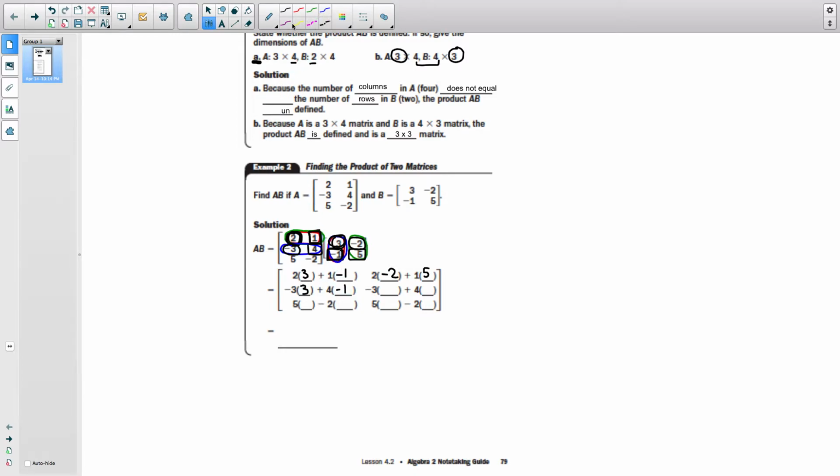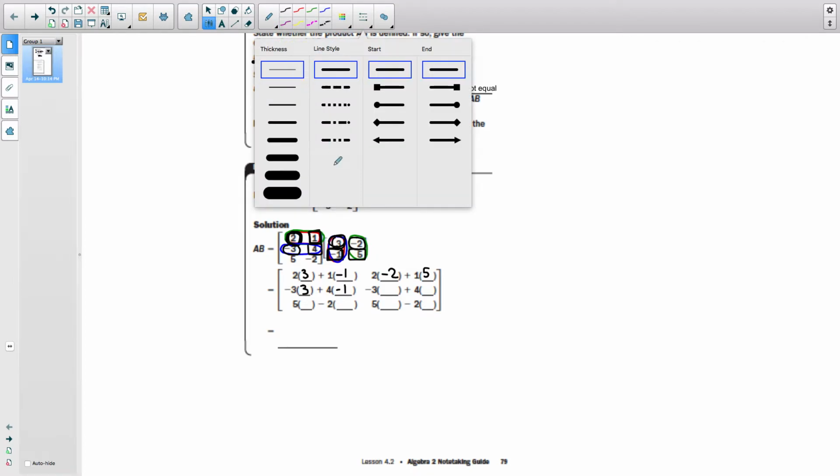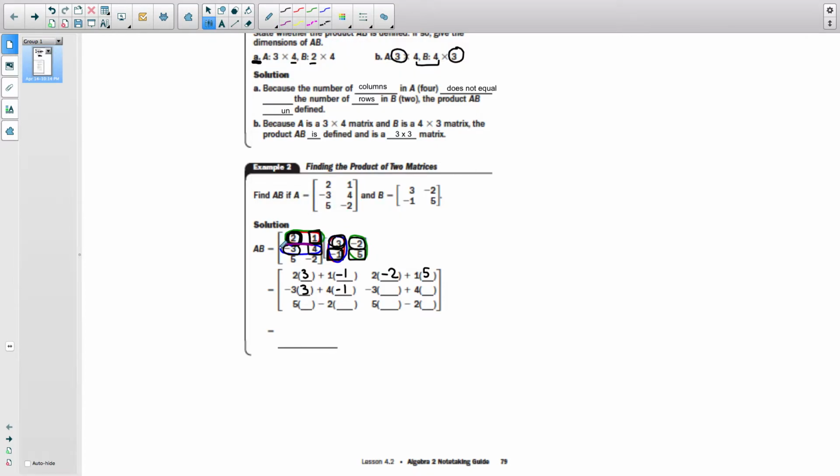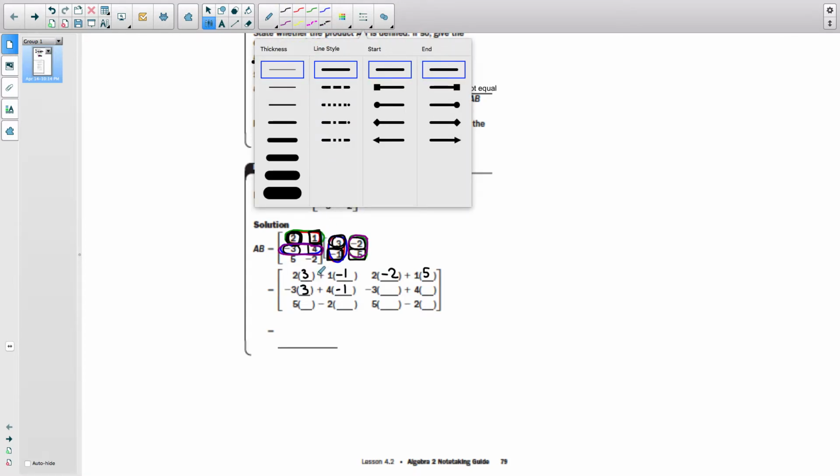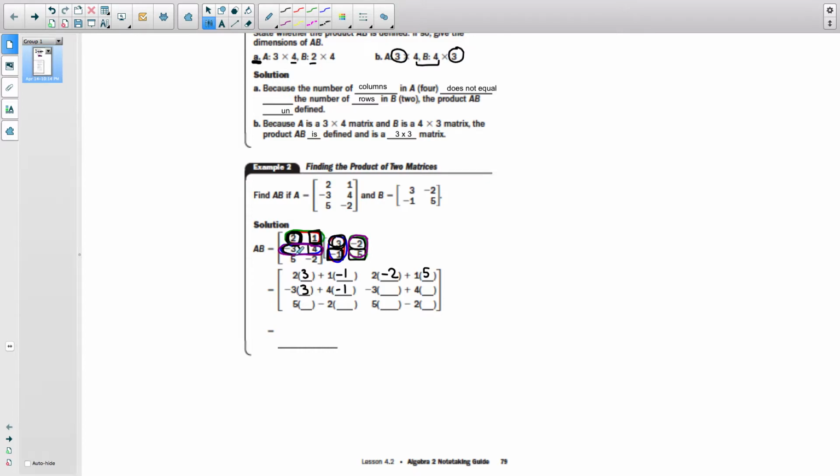All right, and so now I'm going to repeat those steps again, but this time it's going to be with the second column. So second row times the second column. Okay, so again, first entry of the row by first entry of the column. So -3 and -2. And then second entry of the row by the second entry of the column. So 4 times 5. And again, once you get those two products, then you would add them together.